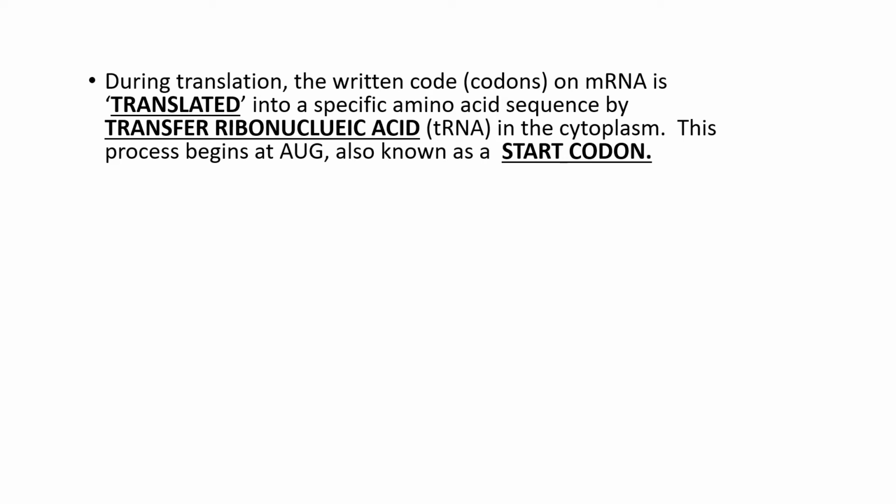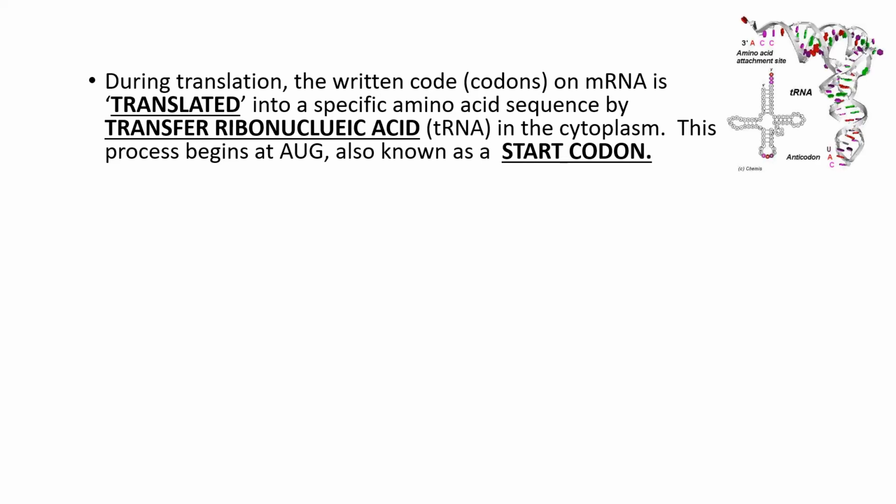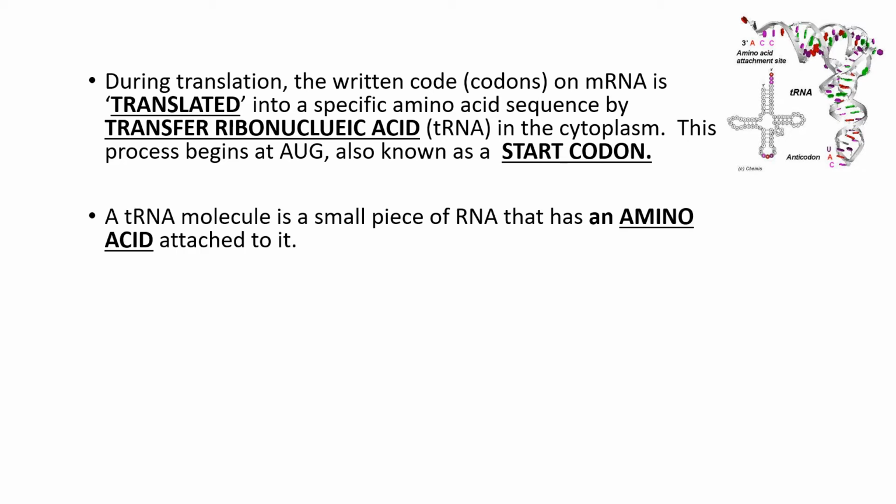Okay, so during translation, that written code, the codons for mRNA, is translated into a specific amino acid sequence by something called transfer ribonucleic acid, that's tRNA. The process always begins at AUG, which is the start codon. Okay. The tRNA is a small piece of RNA, hence RNA in tRNA, that has an amino acid that is actually attached to it.